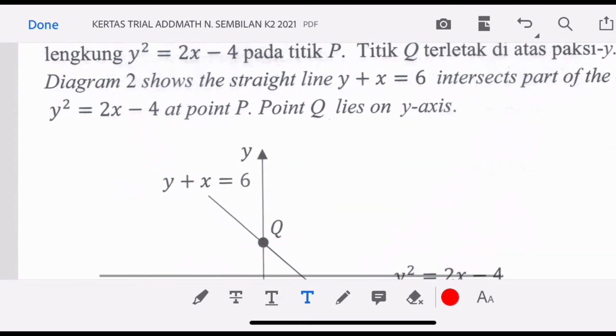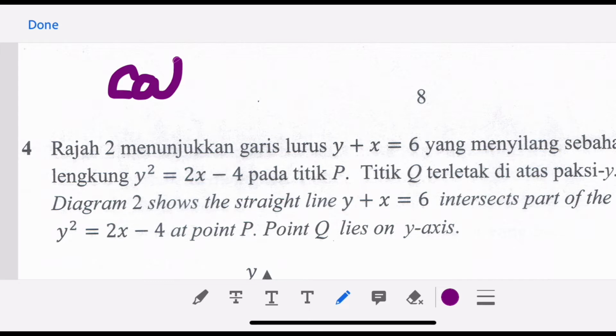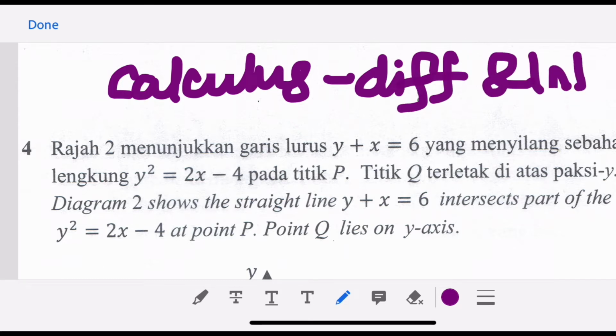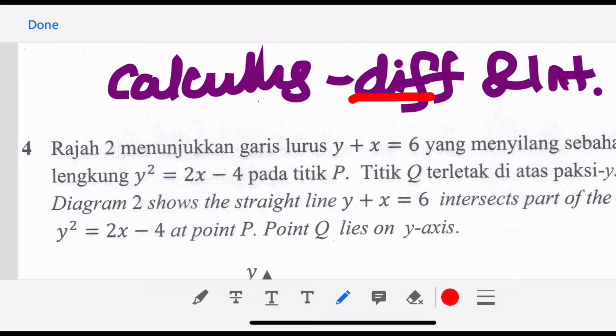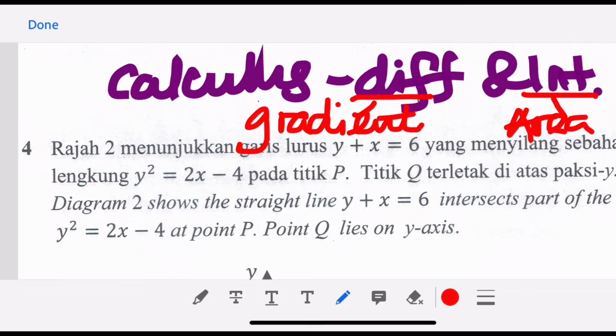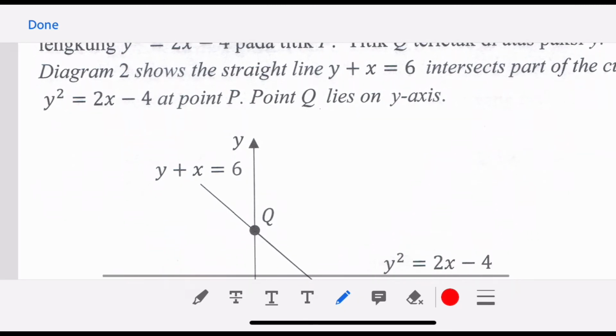Question number 4 is involving calculus, because for this topic you need to use differentiation and also integration at the same time. Differentiation is something to do with the gradient of the curve, and integration is the area and the volume. Okay, volume. So let's get started with reading the question.